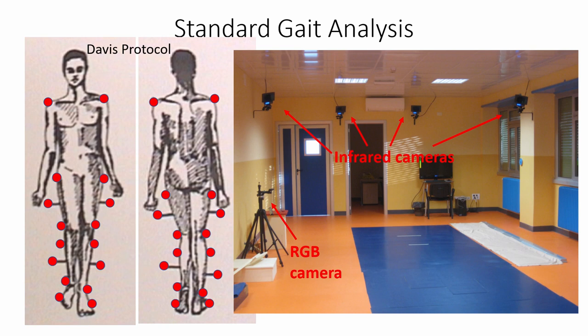So now gait analysis is done with a very specific technique that is based on markers. So you are in a lab, you have an RGB camera and a lot of infrared cameras that are useful to detect the signal that comes from markers that are located on the body of the person that is walking. So you have a lot of markers, specifically in this protocol that is called Davis protocol. You have 21 markers on all your body.